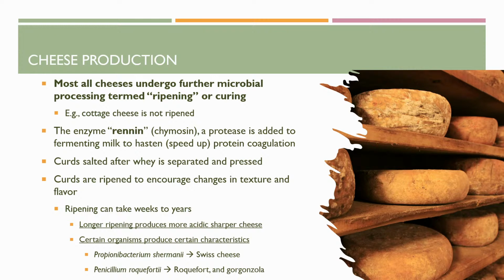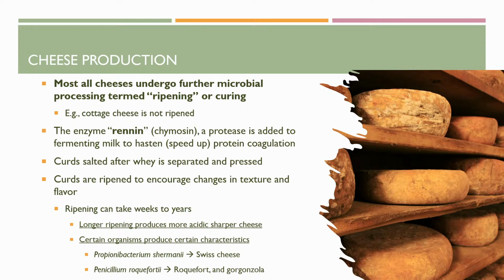So far we're still doing what we would do for cottage cheese, but then you can ripen them to encourage the change in texture and flavor, and ripening can take weeks to years. The longer ripening will produce more acidic cheeses that are sharper. Certain organisms produce certain characteristics.